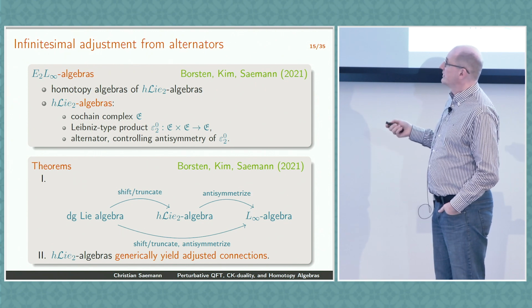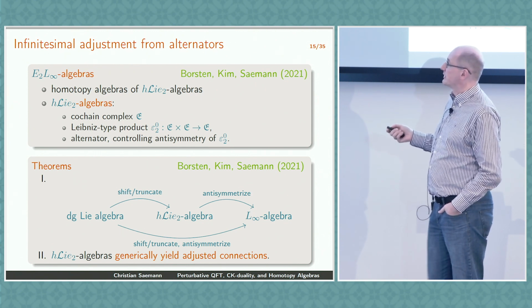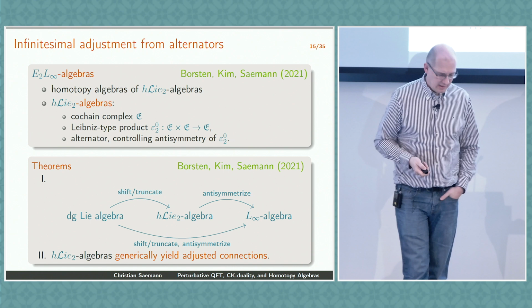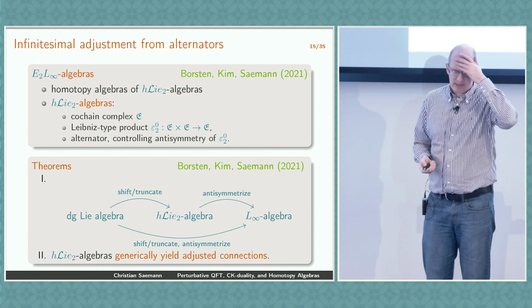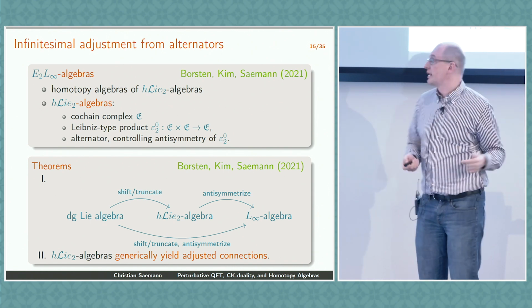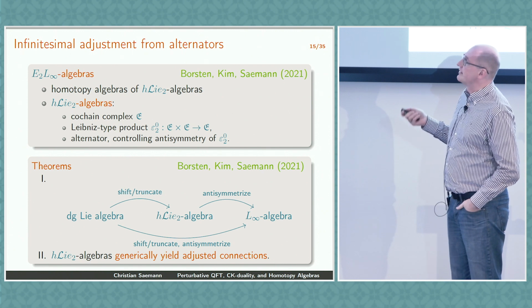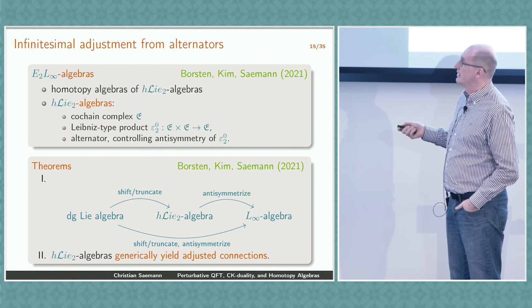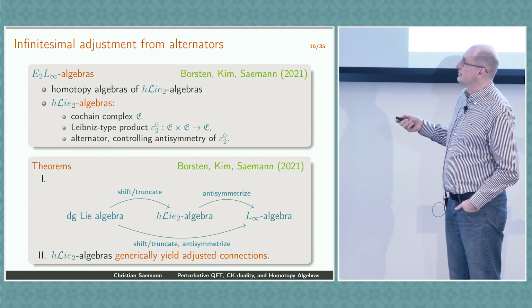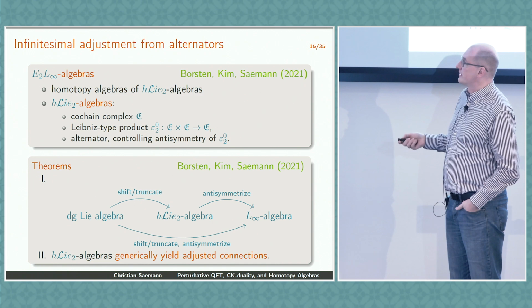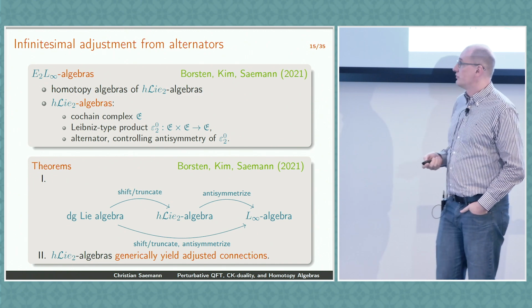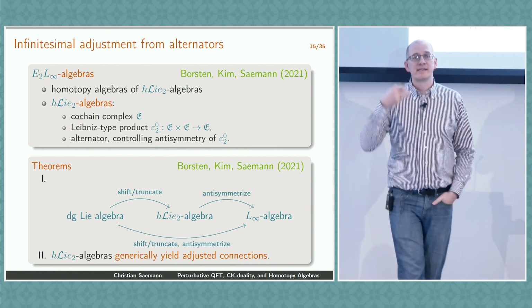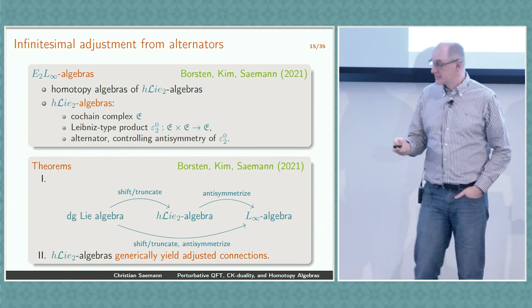So the combined operation from DG Lie algebras to L infinity algebras worked by originally Fiorenza and Manetti, and that was rediscovered by Getzler further. So we just refined their theorem in a way. We have one thing in between, which is this H Lie-2 algebra. But this H Lie-2 algebra is now important because it has these alternators in it. And these alternators, and that's the second theorem that we have, give you adjusted connections. And they give you exactly the adjusted connections that you expect.